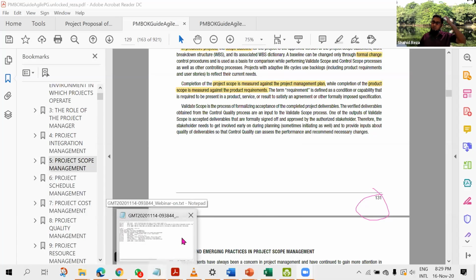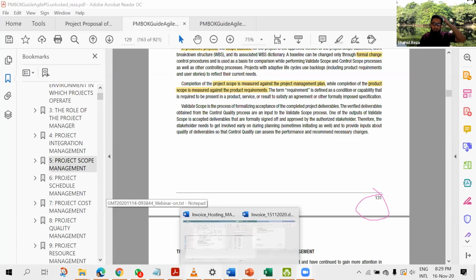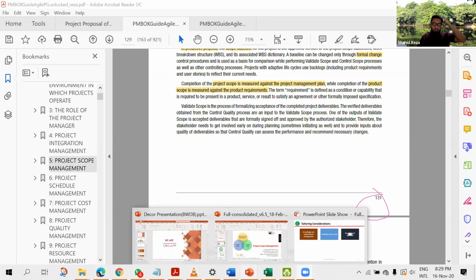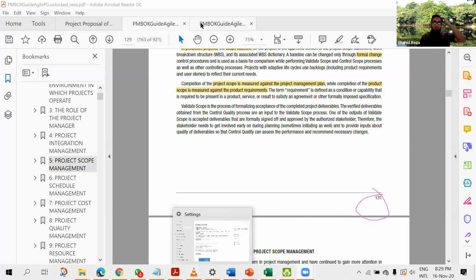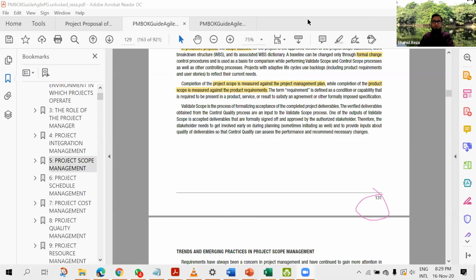Before going further, I am going to share my white screen because I need to explain the agile process. What happens in agile? I will take maybe 10 minutes to explain how agile project management works.